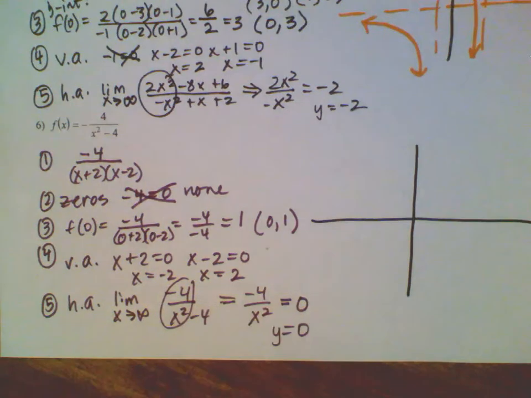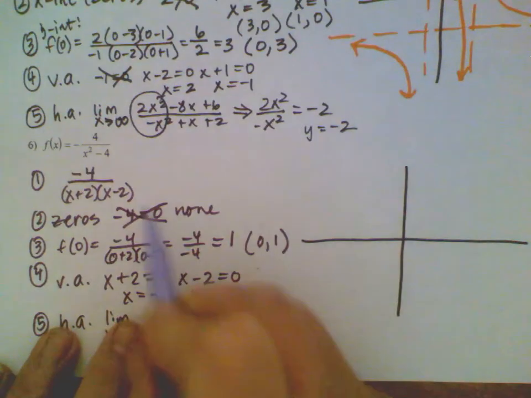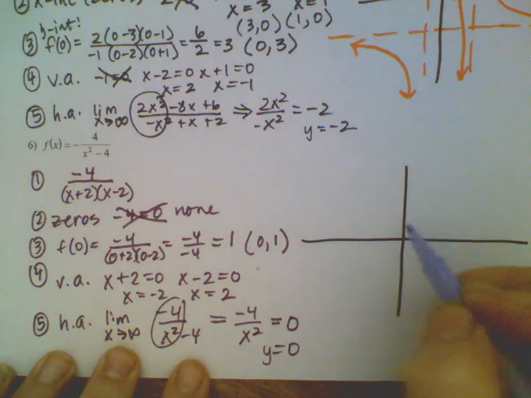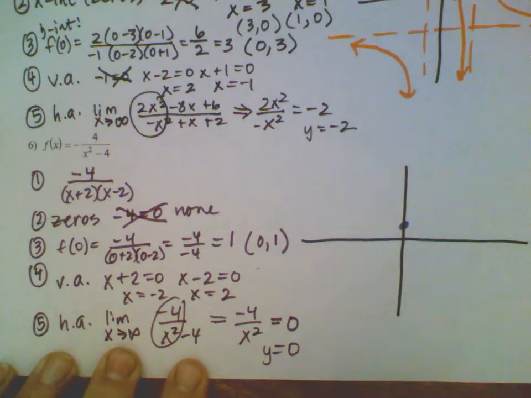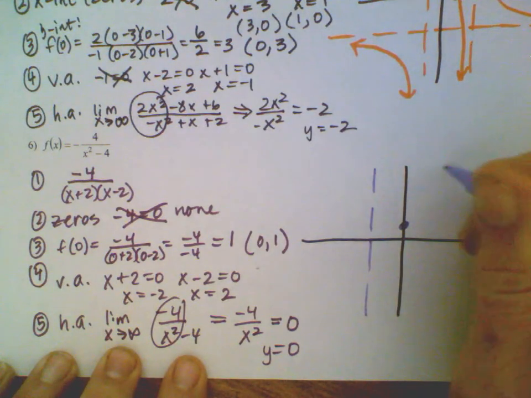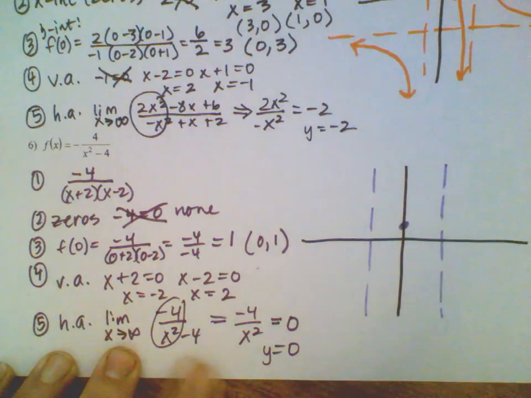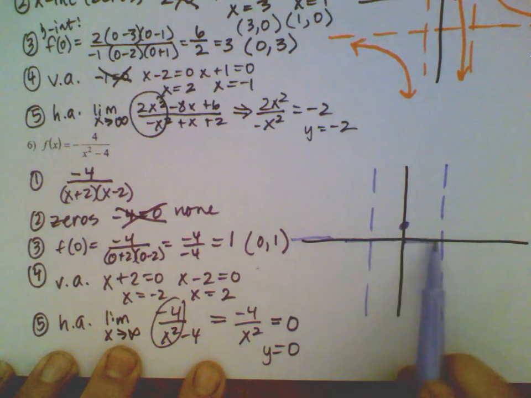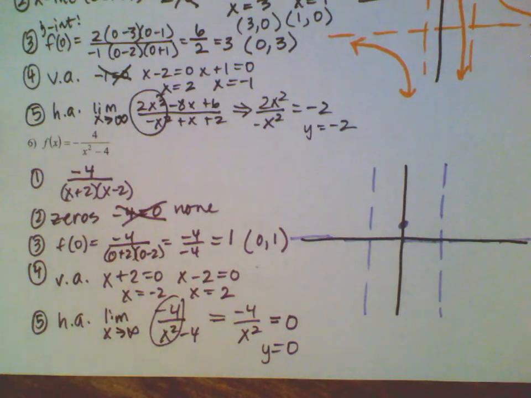So I'll get my graph ready and I'll put it all together. Here we go. No x-intercepts, y-intercept at 1. Vertical asymptotes at negative 2, just sketching it in, and at positive 2. Horizontal asymptote at 0. Okay, remember when I said sometimes it just doesn't seem like there's enough for me to figure out what's going on here? This is one of those instances where I might say, boy, this is tough for me to see.